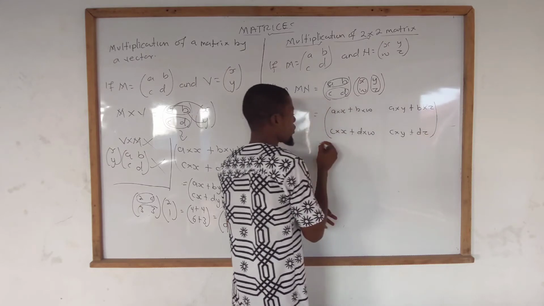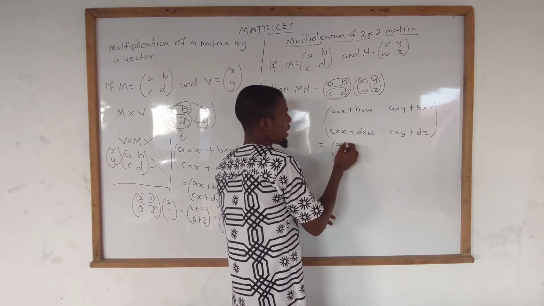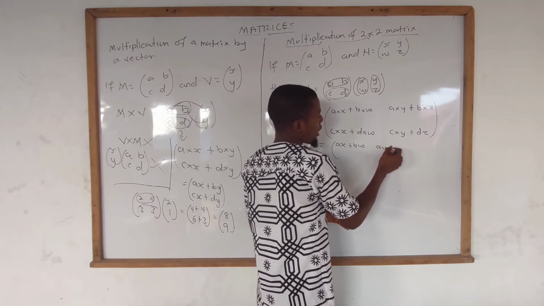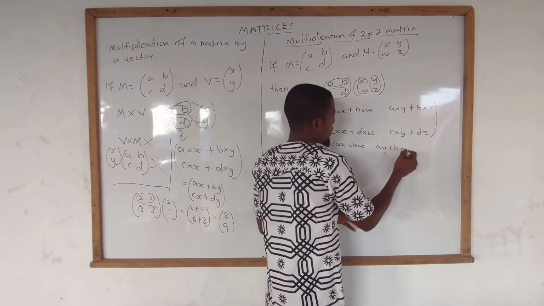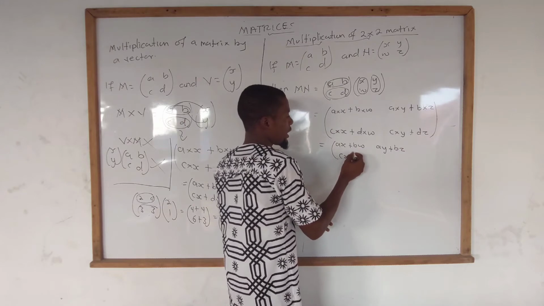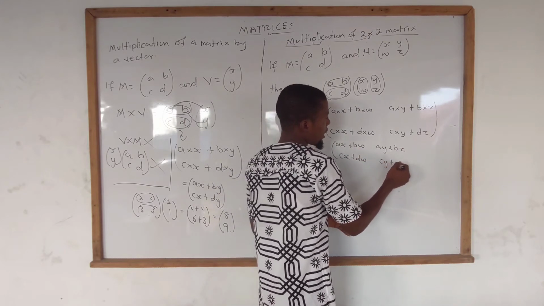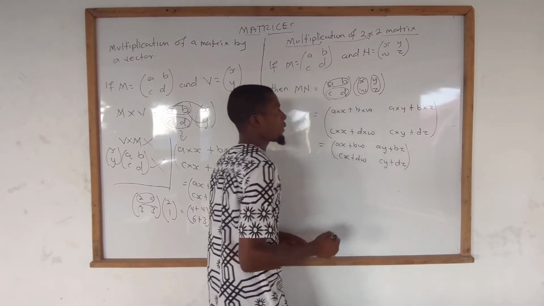Okay, so of course this is going to give me AX plus BW, and then AY plus BZ. This is going to give me CX plus DW, and then CY plus DZ. Are you okay?